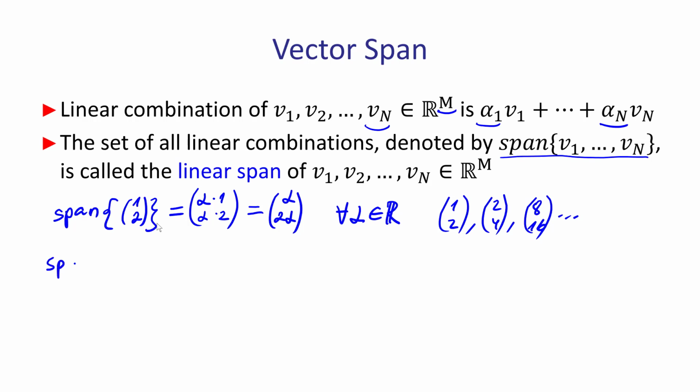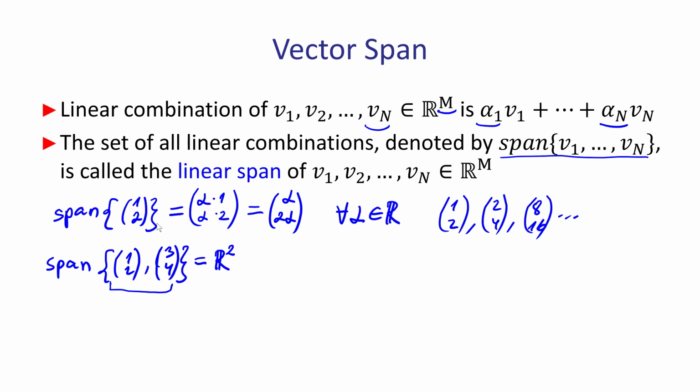Now, span of two vectors, 1, 2, and say 3, 4, is essentially all of the plane. So it's all possible pairs of numbers. So any pair of numbers could be written as a combination of those two vectors. Because you can write this vector as a weighted sum. This is called a basis of R2.